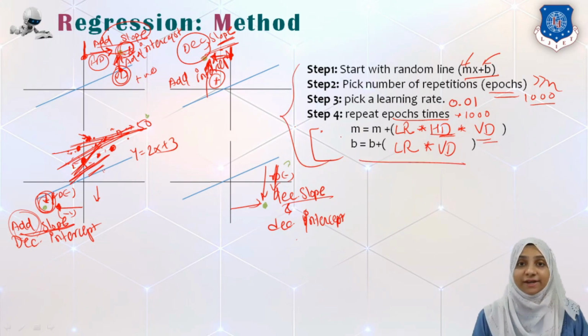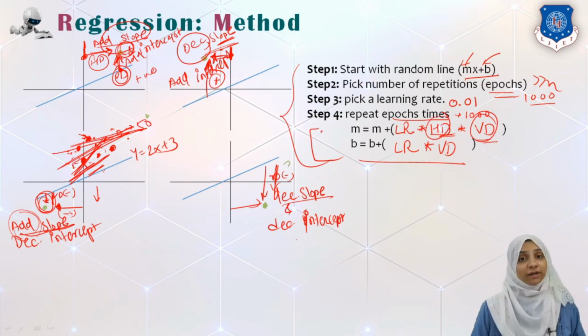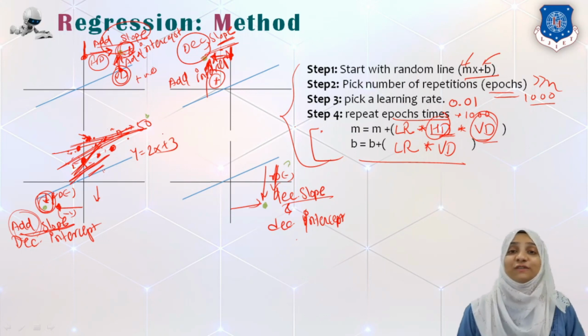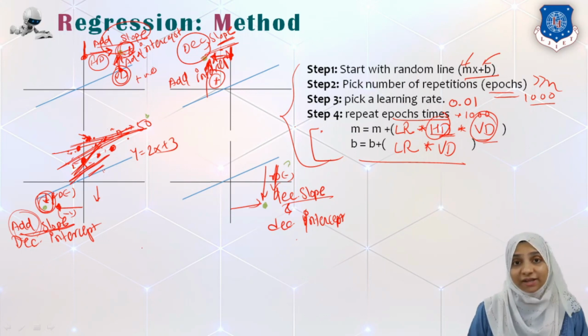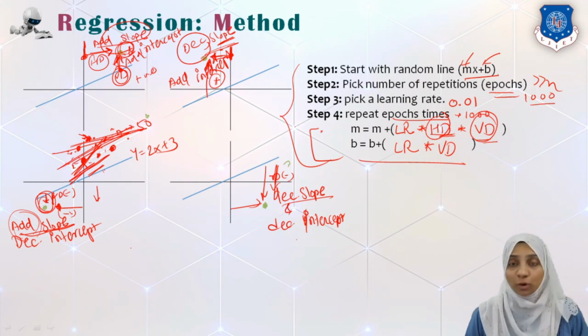The simple linear regression algorithm will take only these four steps, and according to the signs of the vertical and horizontal distances, our slope and our y-intercept are going to get added to and subtracted from, the number of epochs times.